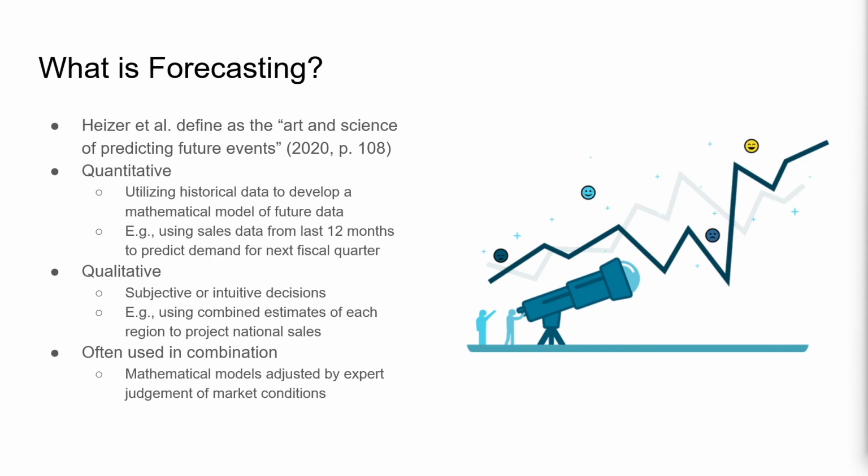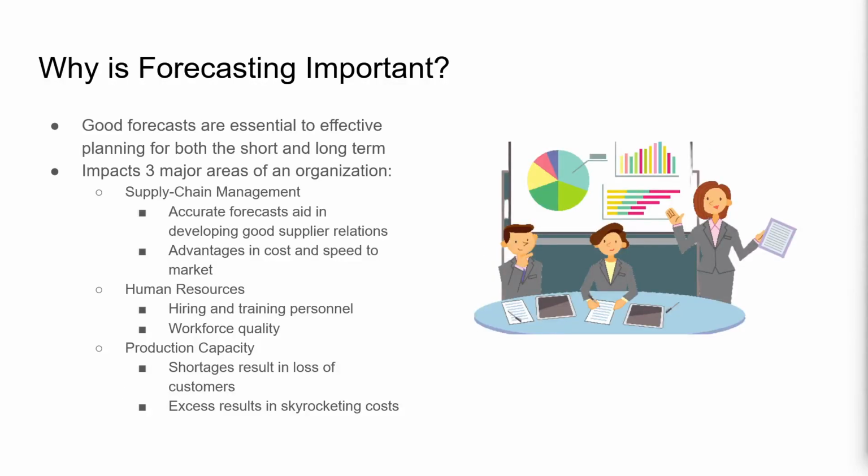Historical data will be used to develop a mathematical model, and the results of this model will be adjusted by an expert after an analysis of market conditions that the mathematical model may not have considered. Forecasting is an essential part of developing an effective plan for both the short and long term of an organization. Forecasting impacts three major areas of business, the first being supply chain management.